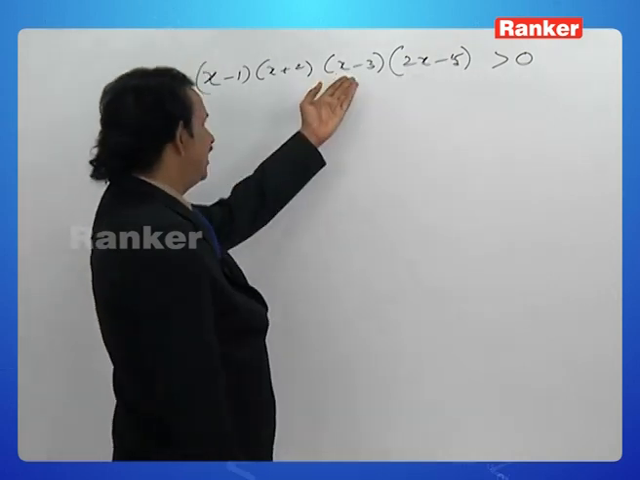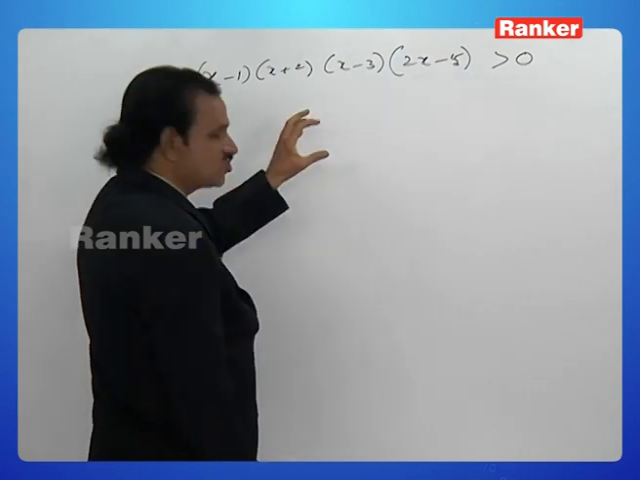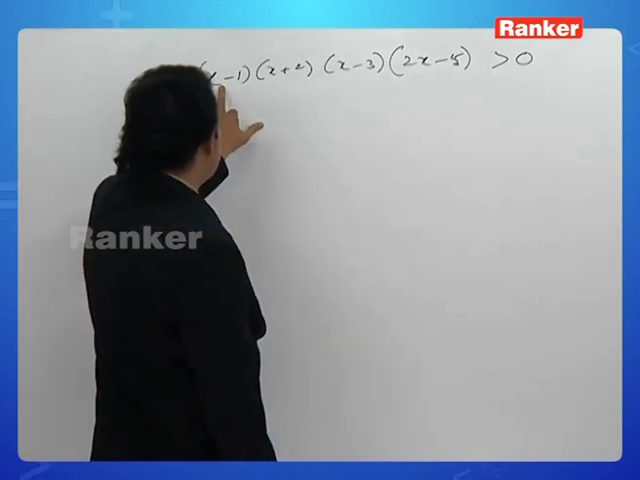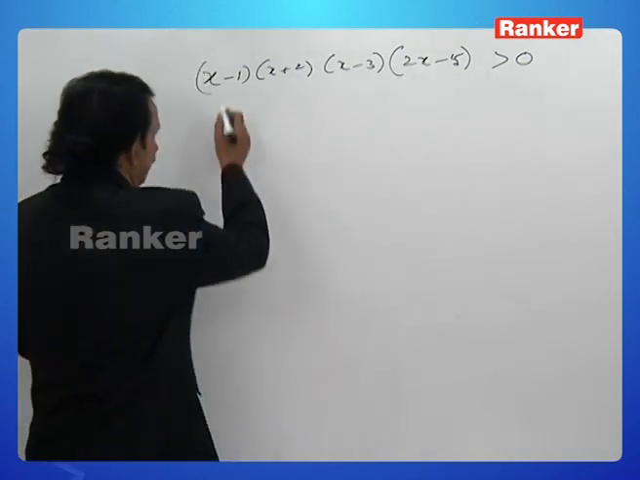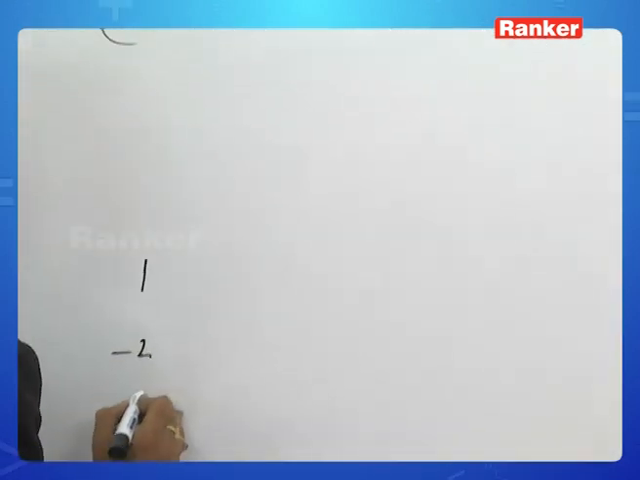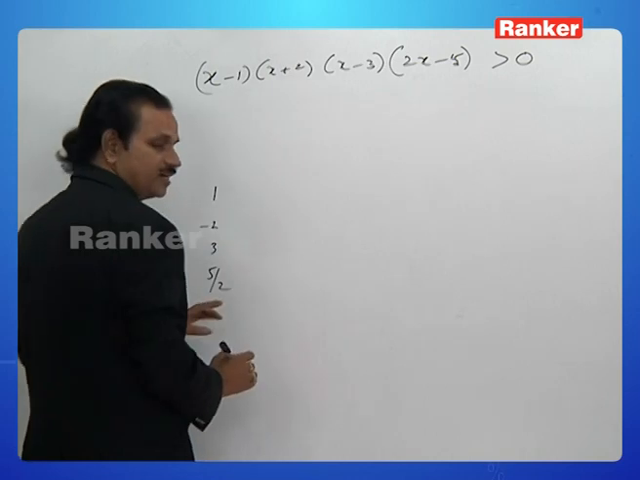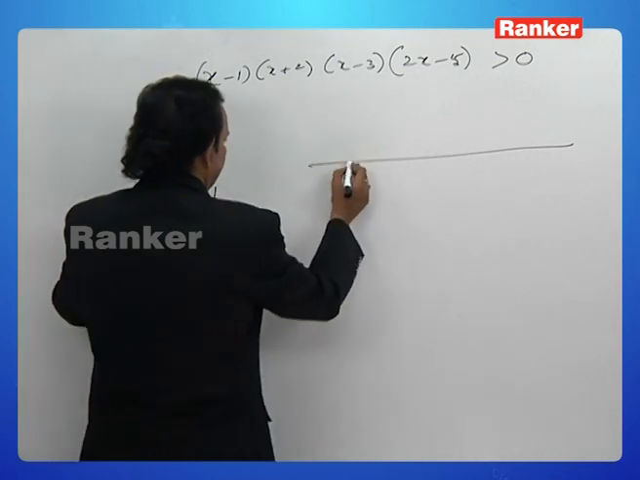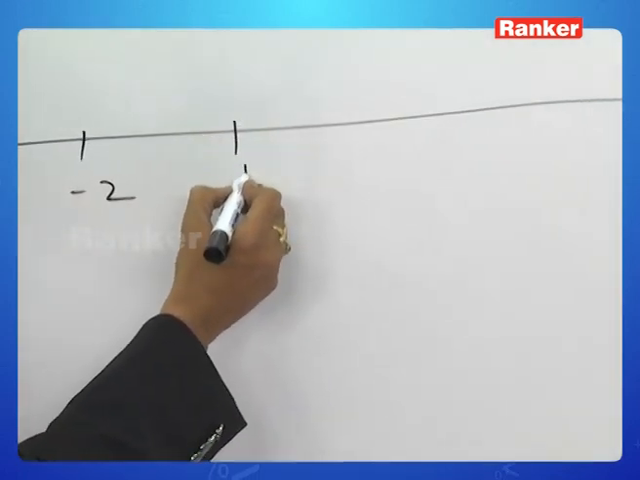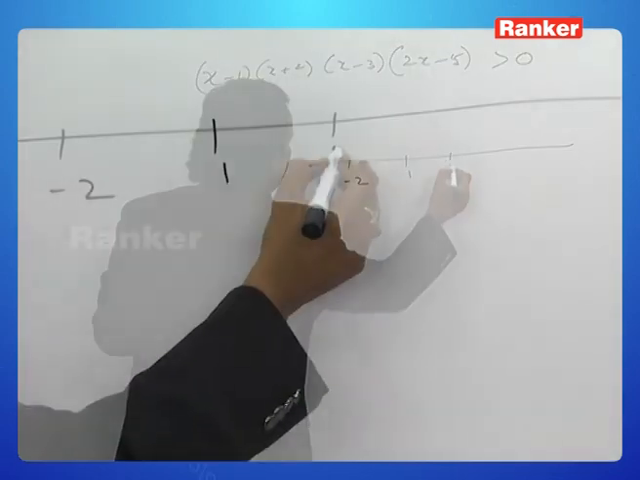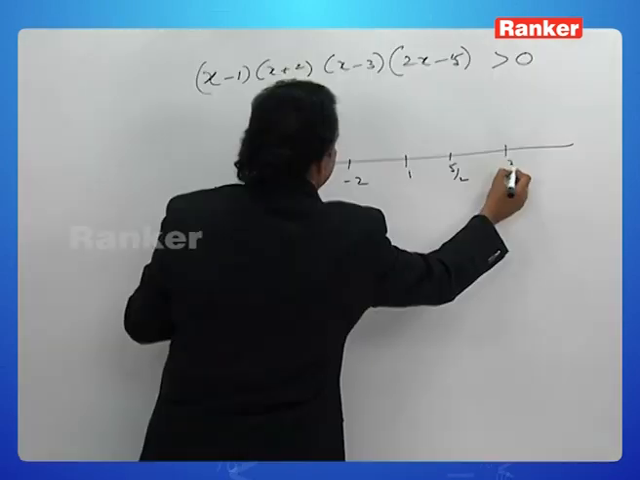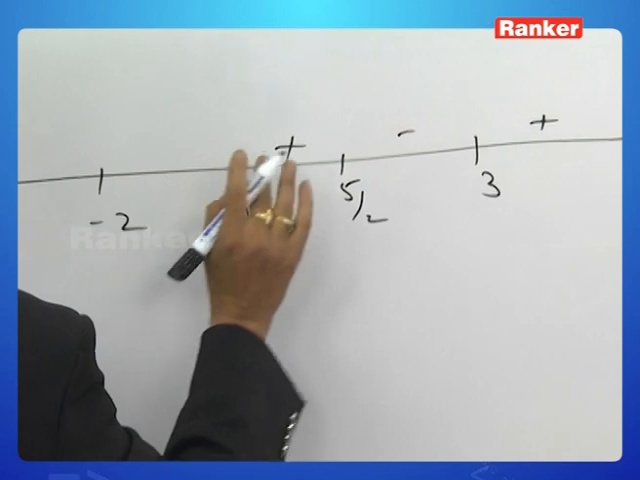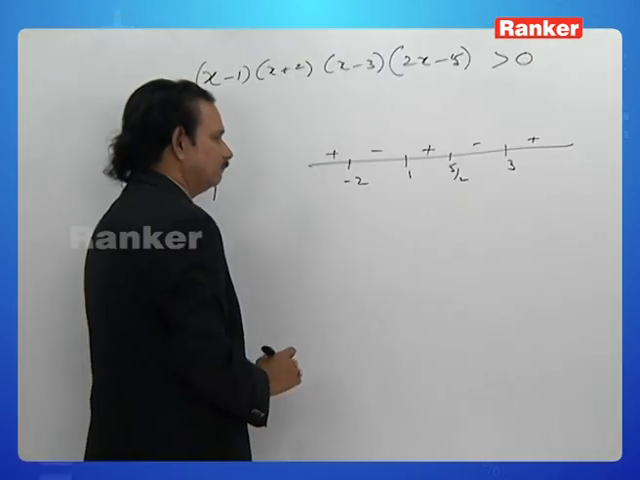What are the factors? Here you can see on the board. The roots of this expression, the roots of the equation when this is made equal to 0 are here 1, here minus 2. What are they? 1, minus 2, 3, 5 by 2. Isn't it? Arrange them on x-axis. What is the least one? Minus 2. Next larger, 5 by 2, that is 2.5. The next 3. Good. Plus, minus, plus, minus, plus. Multiply.